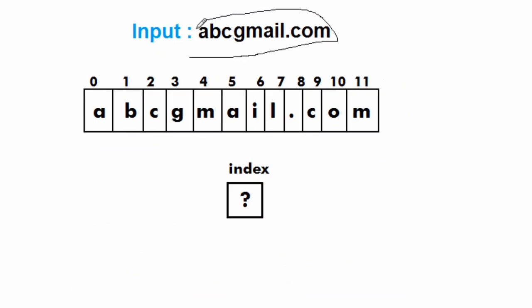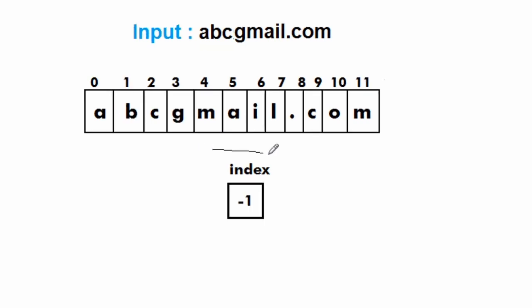Now in the next case, what we have is abc.gmail.com, so we do not have @ in this particular case. So we will try to search for the @ in this string. So we can assume that index is -1. Why are we taking -1? Because we are going to solve this problem in Java, and in Java there is a method indexOf. If a particular character is not present in a string, indexOf will return -1. So assuming the index is -1, this email ID is invalid. So we will just print invalid input.